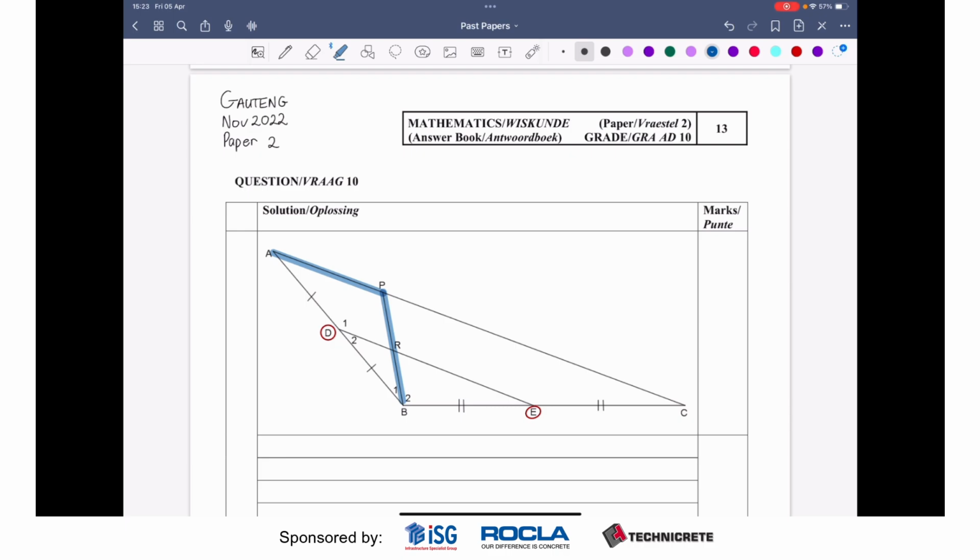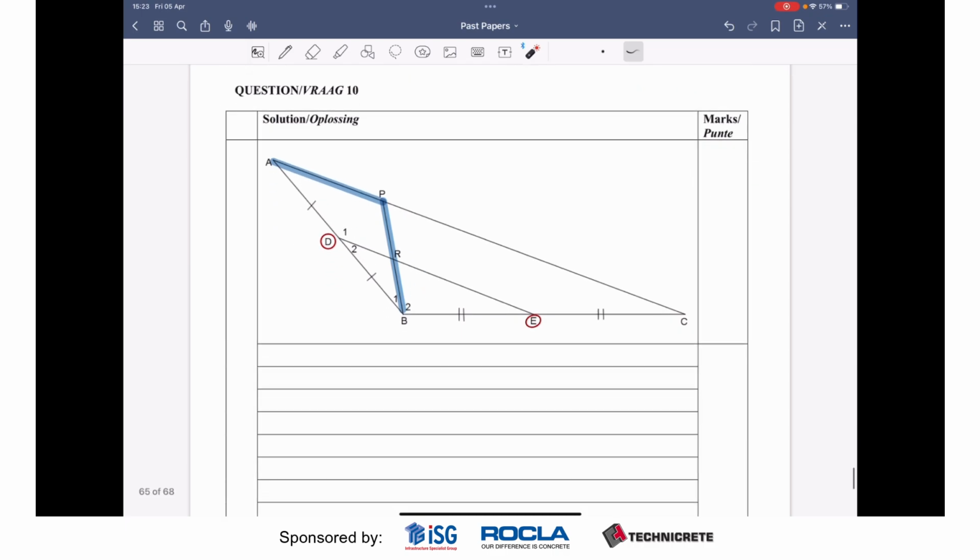And PB cuts DE at R. Okay, and then prove that RDB is isosceles. This is RDB. So if I want to prove it's isosceles, I'm either going to prove that these angles are equal to each other, or that this RD is equal in length to BR. So first of all, I've got these midpoints D and E on two opposite sides of a triangle, and they're being joined by this line DE. And from the midpoint theorem, I know that DE is going to be parallel to AC.